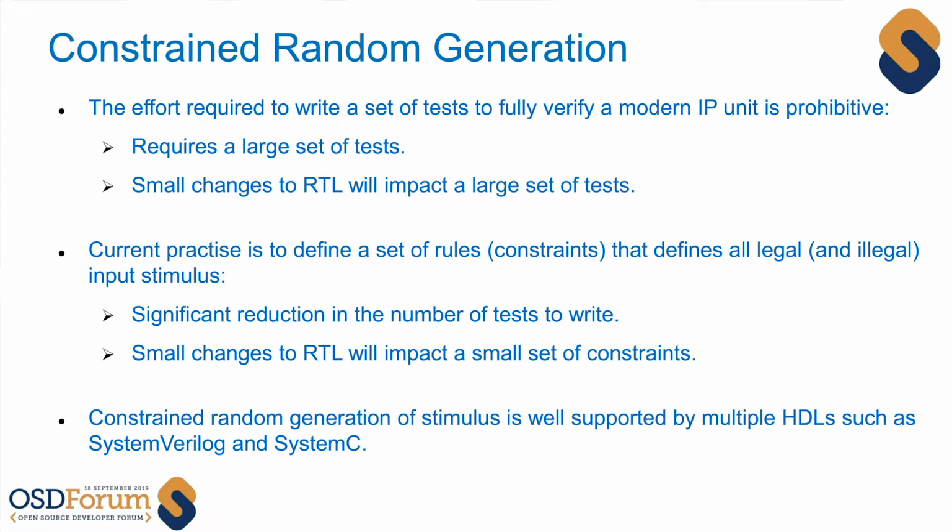Current practice is to basically define your stimulus as a small set of constraints, hopefully small, and let the tools do the work of generating the stimulus for you. A small change in the RTL results in a small change in the constraints, and there's just less effort to maintain your design. This is well supported. There's a bunch of proprietary tools that support this. It's also supported by System Verilog, System C.